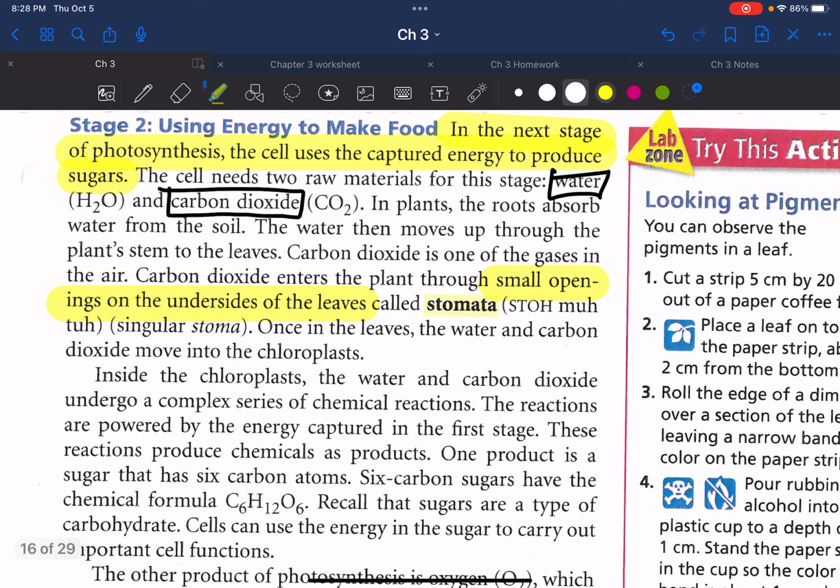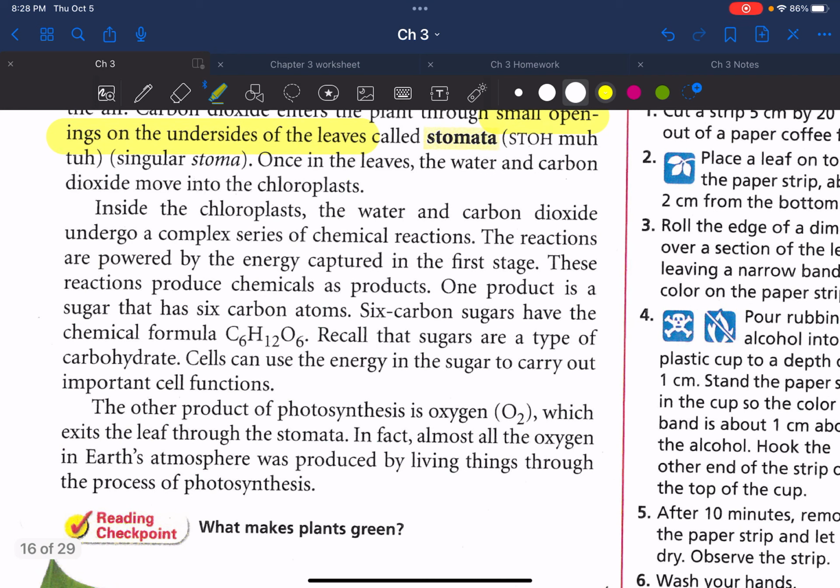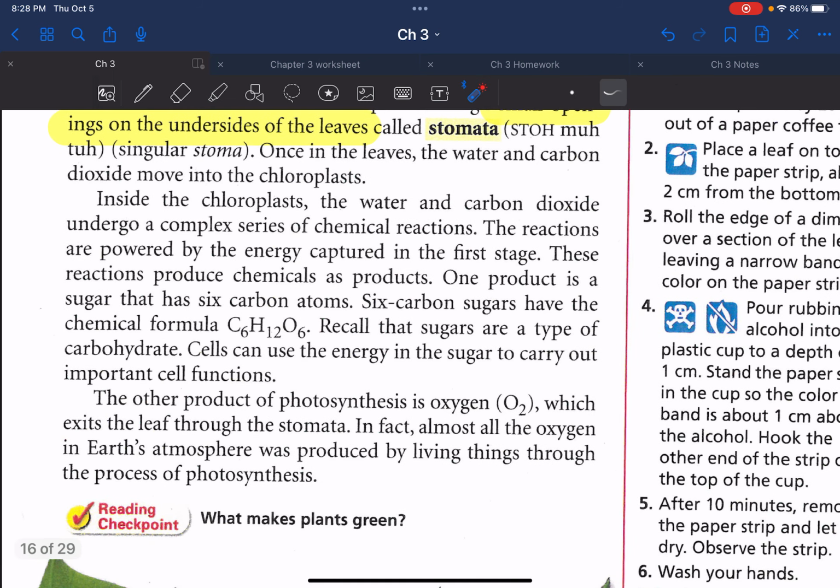These reactions produce chemicals as products, and one of the products is a sugar that has 6 carbons. These 6-carbon sugars have this chemical formula. Here it is. This is what I was trying to remember. I knew it was coming up. C6H12O6. That, my friends, is the chemical formula for sugar. Recall that sugars are a type of carbohydrate. Cells can use the energy from the sugar to carry out important cell functions.